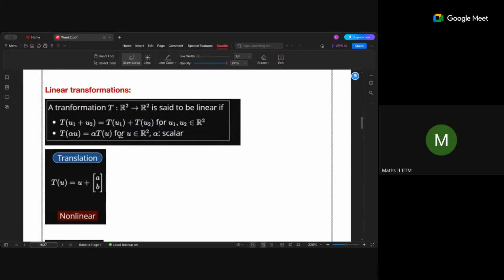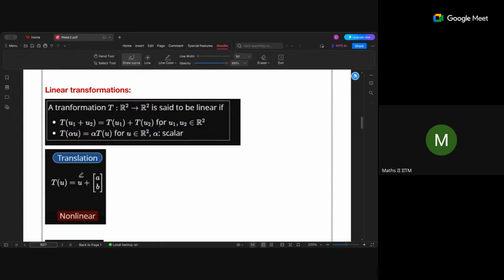Now the formulas here. These two lines are very crucial for a linear transformation, so everyone should remember these two things. What is the first one? T of u1 plus u2 is equal to T of u1 plus T of u2. This is the closed-under-vector-addition property. And this is the scalar multiplication property.